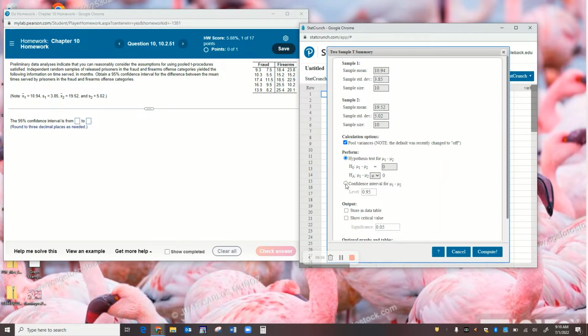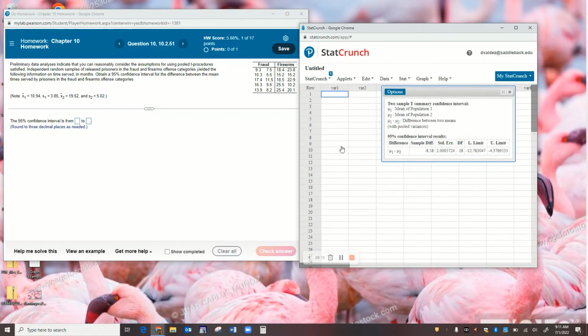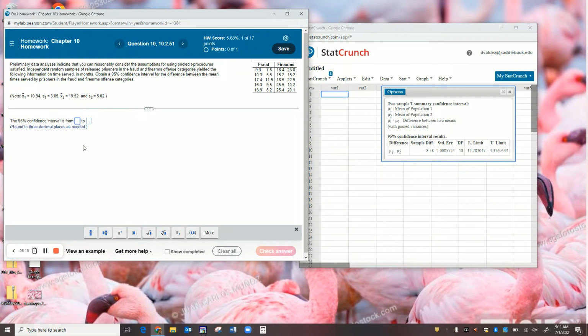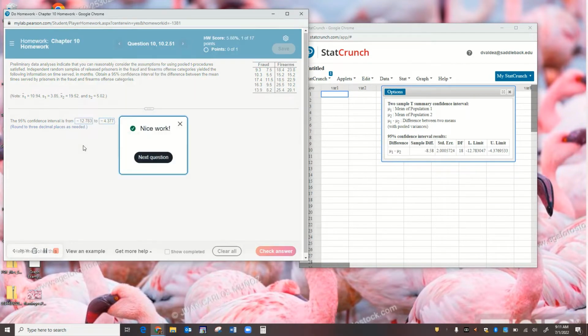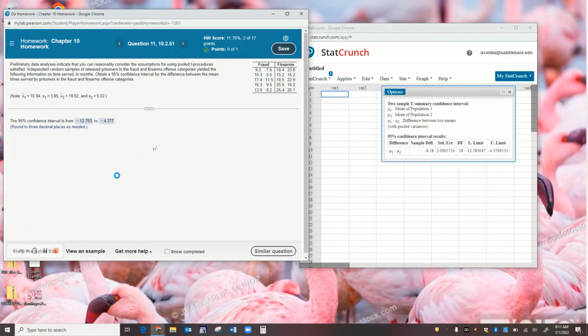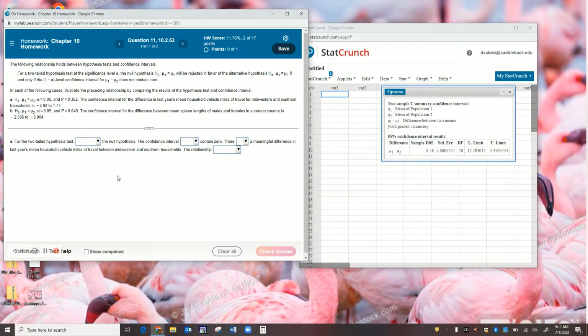And then confidence interval, 95%. Oh, it's already there. Compute, please. And this time we're rounding to 3 decimal places. Okay, so lower limit negative 12.783 to negative 4.377. Nice work.